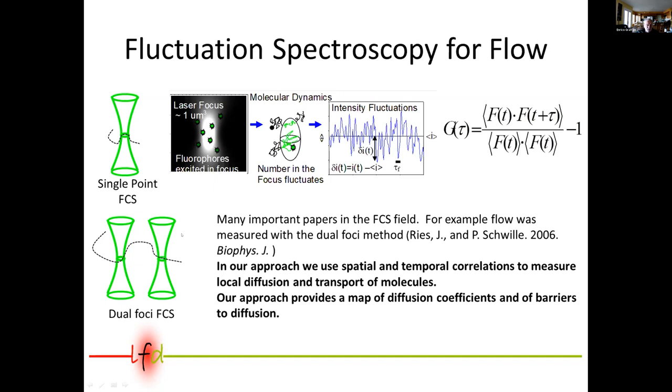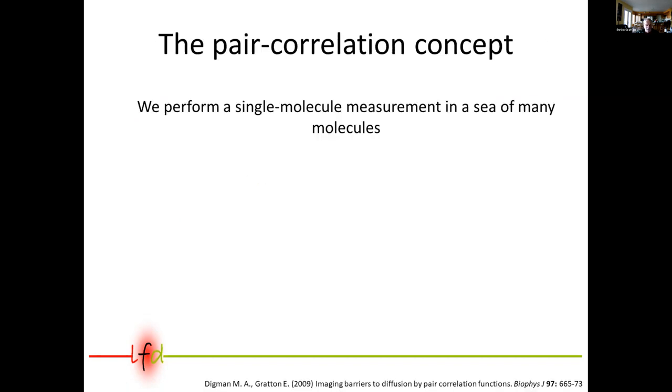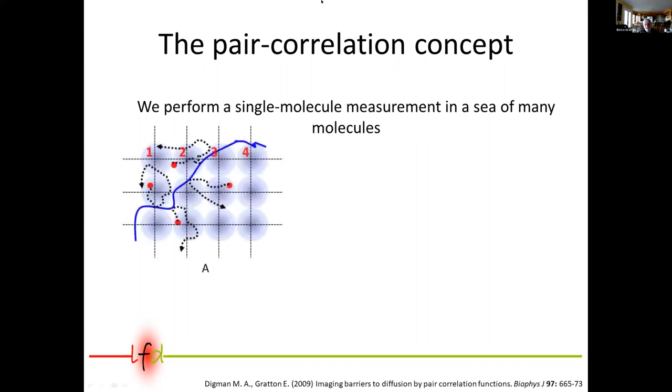Now the question is, this is done with 2, which is interesting, but what if we have 3 and 4 and 5 and 6 and 7 and many volumes of observation? Let us see what is happening. The pair correlation concept comes from whether we can perform a measurement of a single molecule, but in a sea of many other molecules which are identical. It looks very difficult and impossible, but let us see what the concepts are.